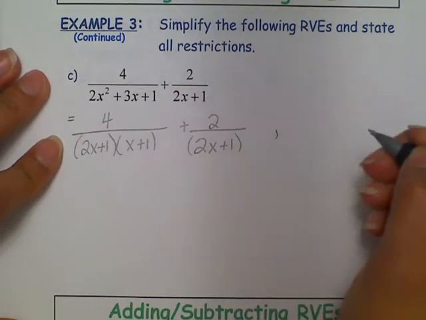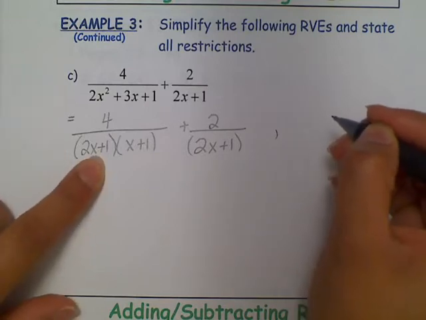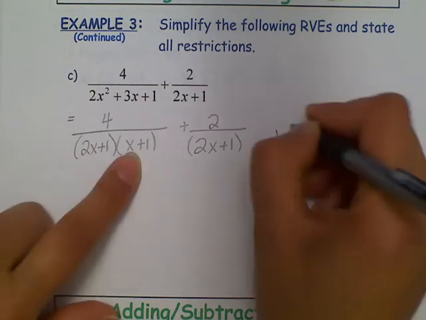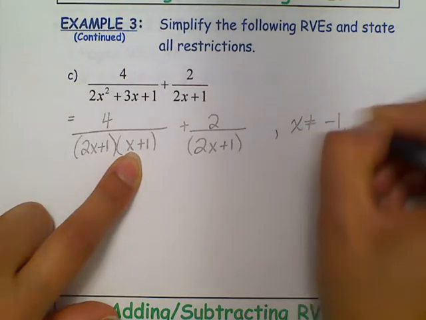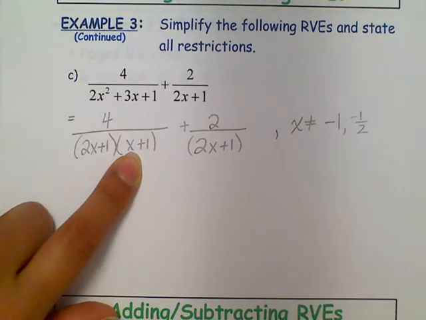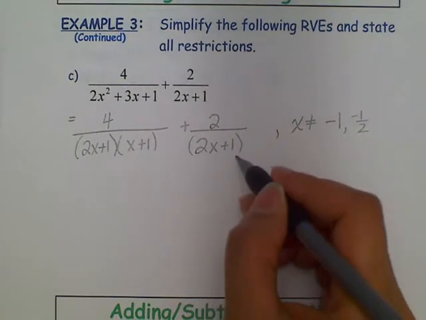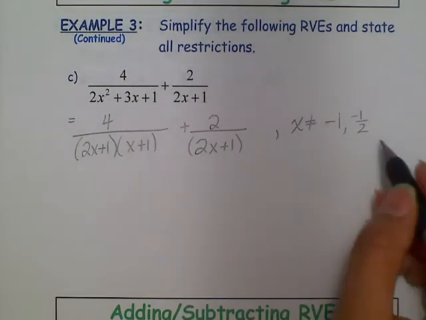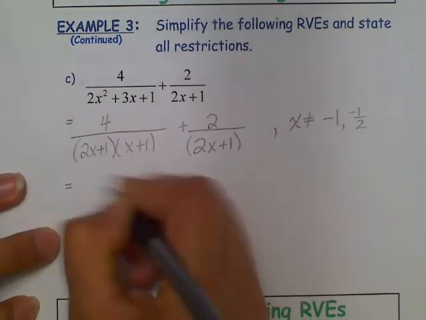And what you'll notice is that now that it's in factored form, I can state the restrictions and then figure out the lowest common denominator from there. So in terms of the first set of brackets, my restriction is that x cannot equal negative a half. In terms of the second set of brackets, I have x cannot equal negative 1. So negative 1 is lower, negative a half is higher. So I'm writing it in that order. And the last set of brackets in the second denominator, you'll notice it has the same restriction as well.